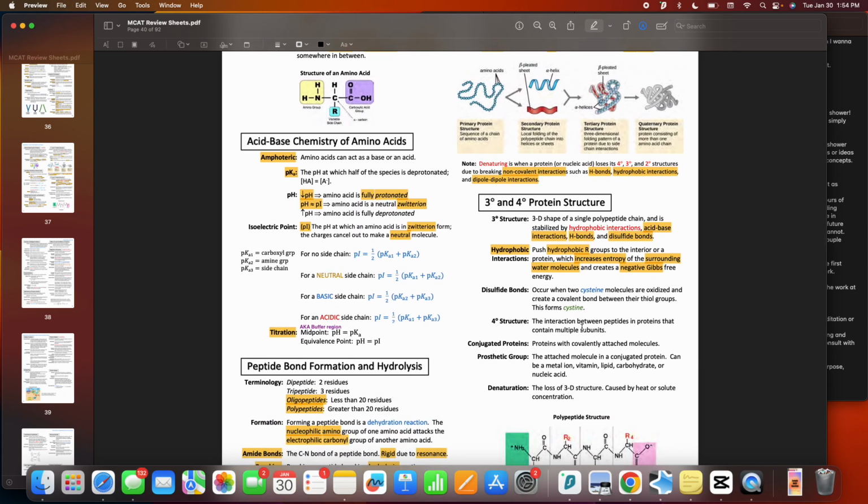We also have disulfide bonds, which occur between two cysteine molecules that are oxidized and create a covalent bond between their thiol groups. Covalent bond. This is ionic bond, right? So disulfide bonds are ionic, covalent actually. So these thiol groups form a covalent bond, and the cysteine molecules are oxidized.